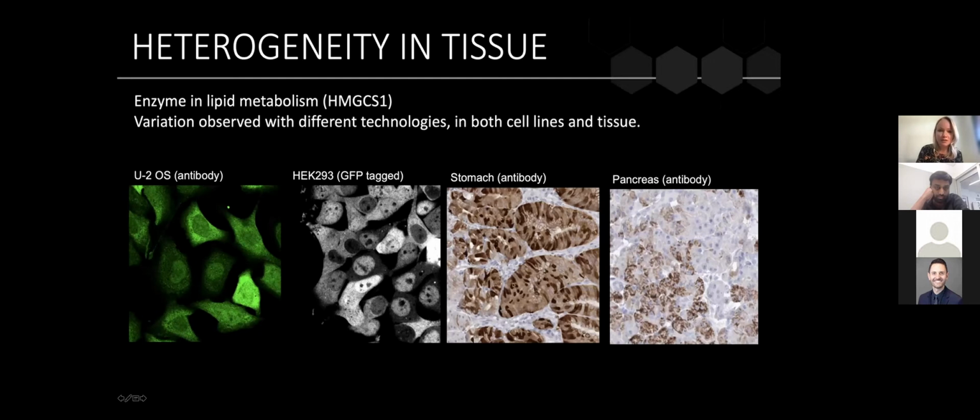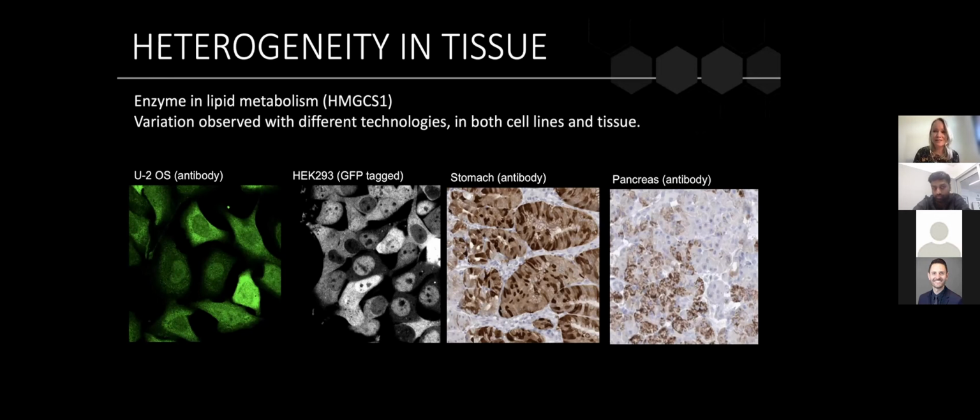This is HMGCS1, again, in the glandular cells of stomach and also CNR cells in pancreas. And again, we see the variability of expressing cells, non-expressing cells, nuclear localization, cytosolic localization in cells that are supposed to be identical. So at this point, I'm not going to talk about it today, but we're wrapping up a big study where we've analyzed metabolic enzyme spatial heterogeneity in liver and pancreas.